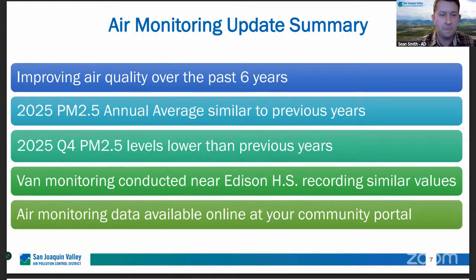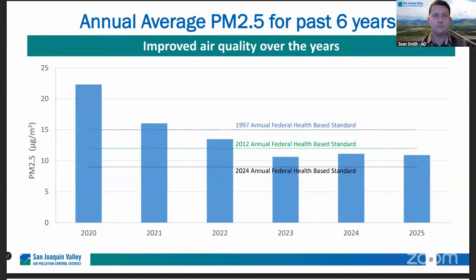So anyways, we have that air monitoring data available on our website through the community portal. Slide, please. So here in this slide, we have the annual average PM 2.5 data for the past 6 years since the community air monitoring was started. We've noticed that the general trend is that the air quality is getting better, improving over the last 6 years since we started. It's a bar graph where on the left side, you'll see the concentration of PM 2.5, and on the x-axis, you'll see the respective year that each bar reflects.